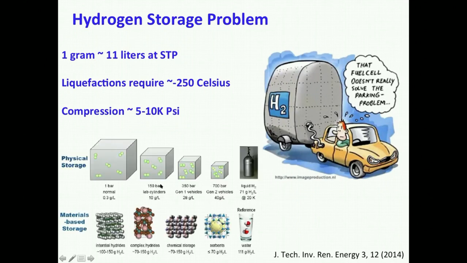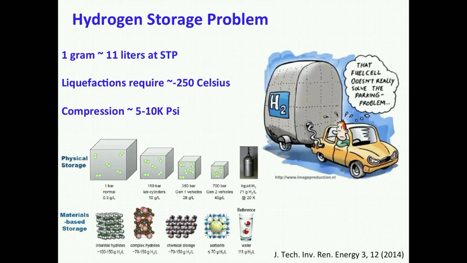But material-based storage seems to be a viable option because hydrogen is the smallest element of the periodic table. So it can sneak between the atoms of any material. So that would give an option of material-based hydrogen storage. But then the question comes, what type of material do we need for this hydrogen storage? Because there must be some conditions for that material to fulfill to be a good hydrogen storage material.